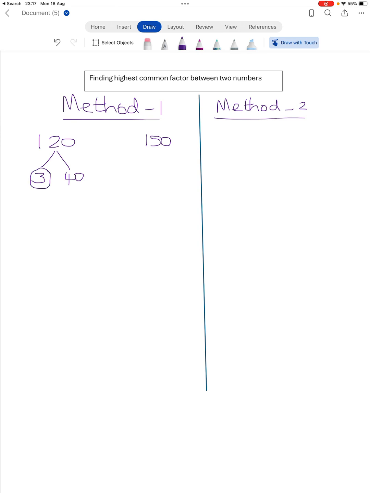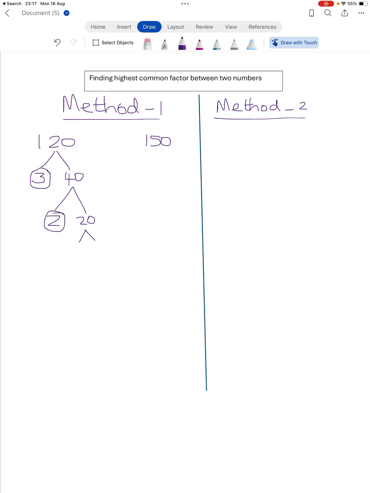Once again, a prime number is a number that has only two factors. It can only be divided by 1 and by itself. So 3 is such a number, so we can circle 3. However, 40 is not a prime, so we have to split it further. I'm going to split this as 2 times 20. 2 is the prime, so I'm going to circle it.